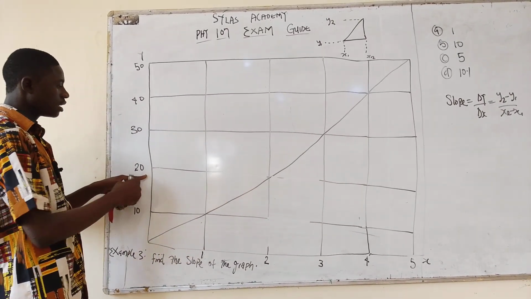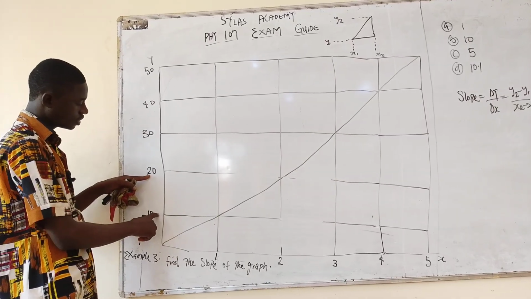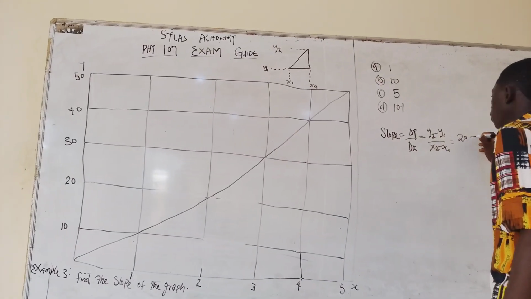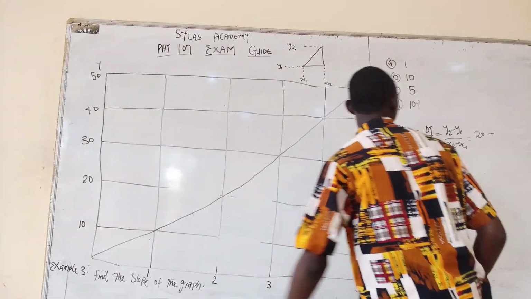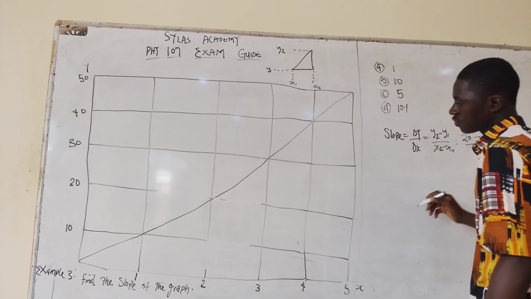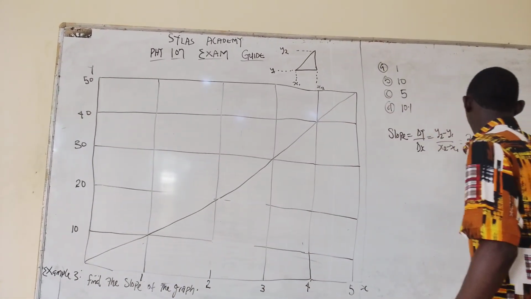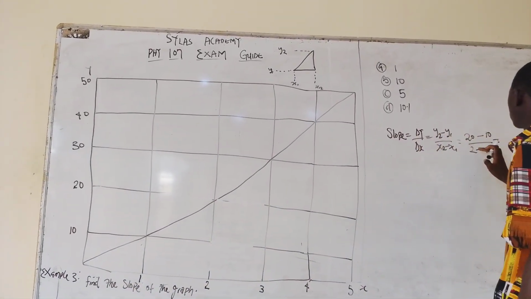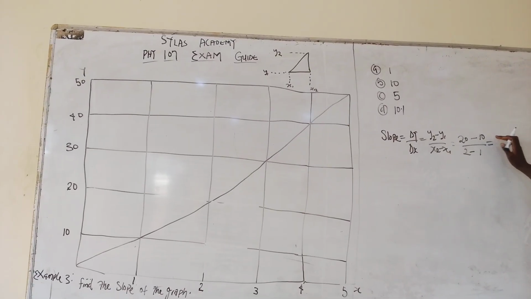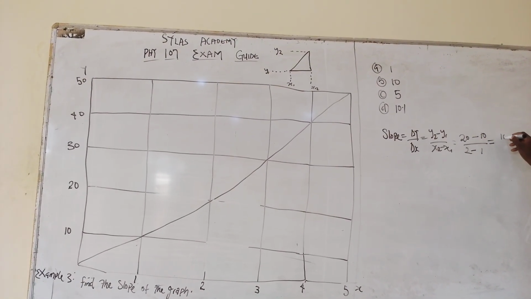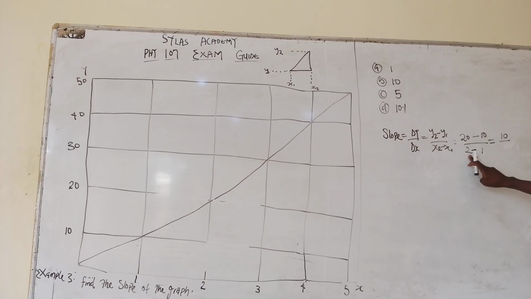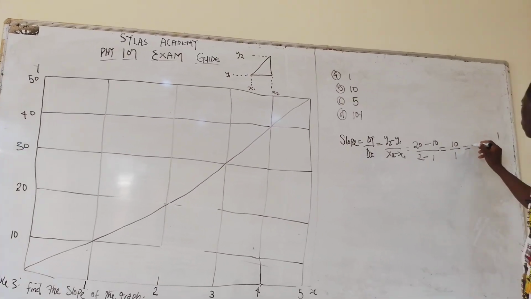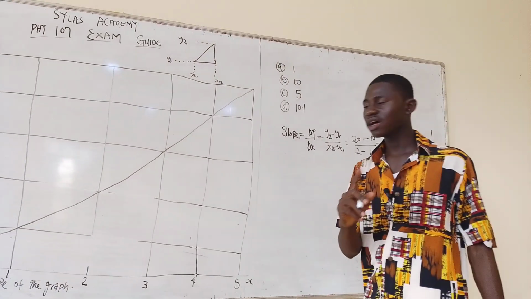Are you following now? Now let's take our slope at 20 and 10. 20 will be y2, minus 10, which will be y1, over this 2, which is x2, minus your 1. Are you following now? 20 minus 10 will give you 10, all over 2 minus 1, which will give you 1. 10 divided by 1 will give you 10.